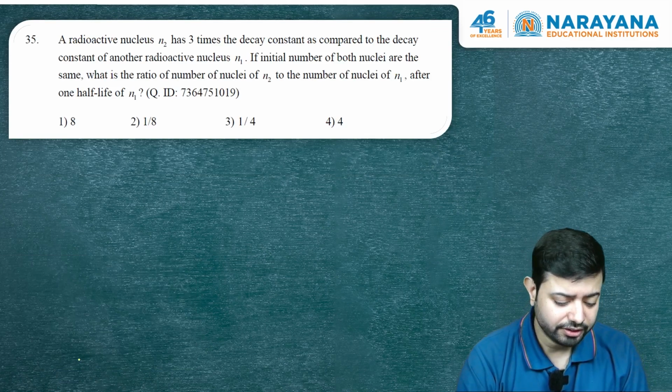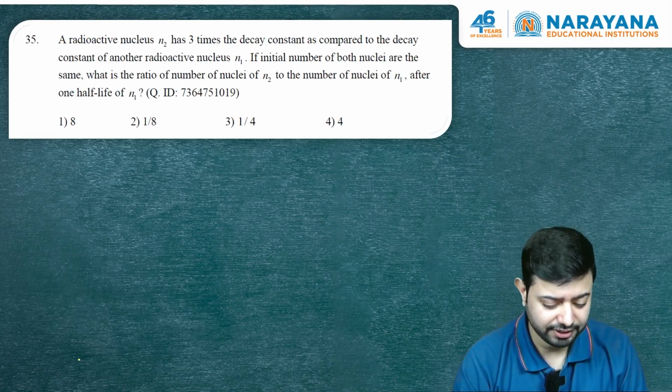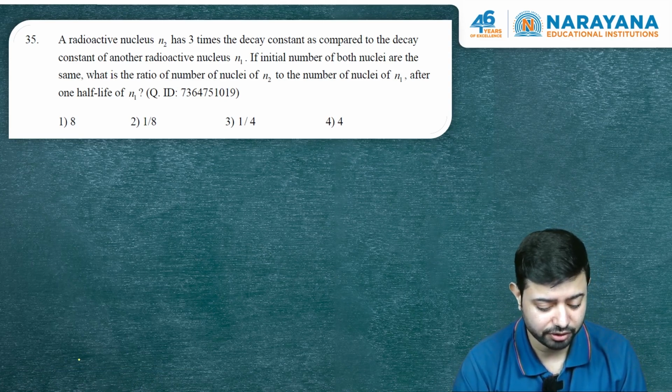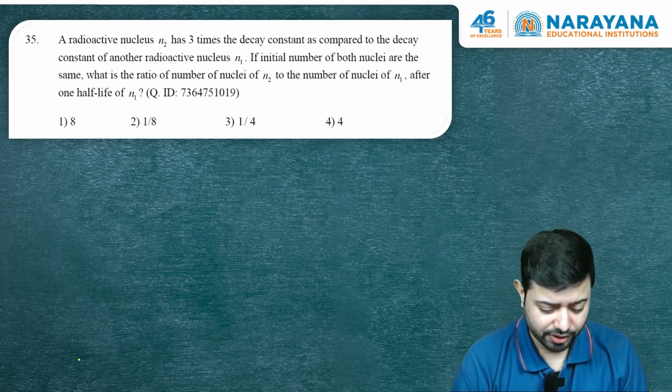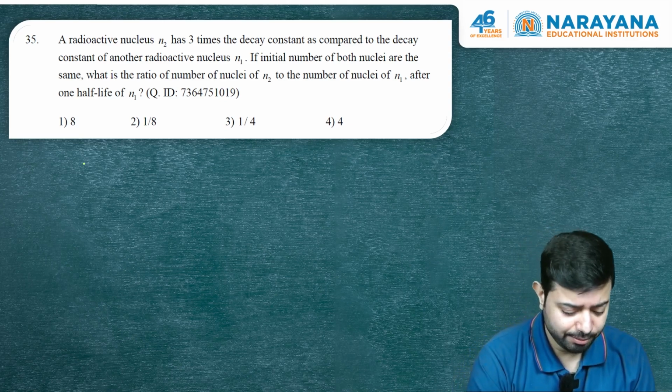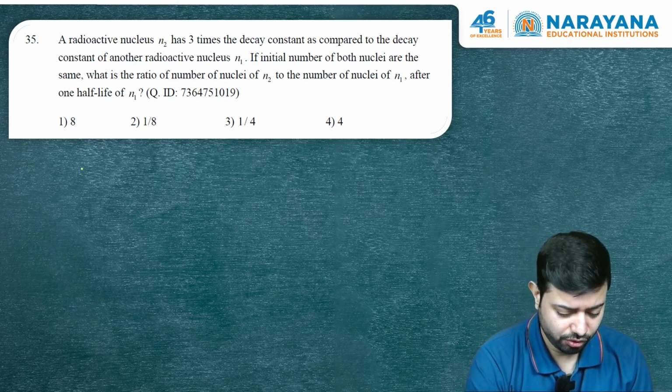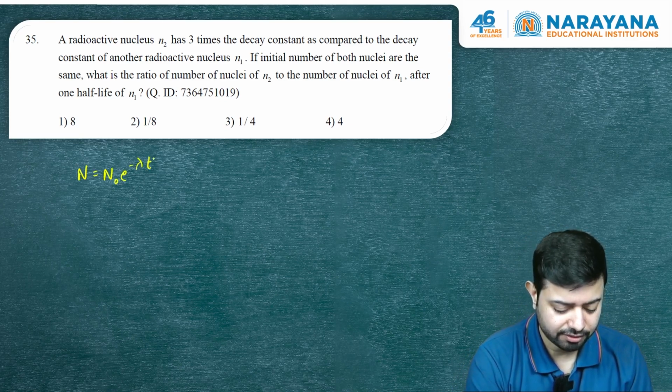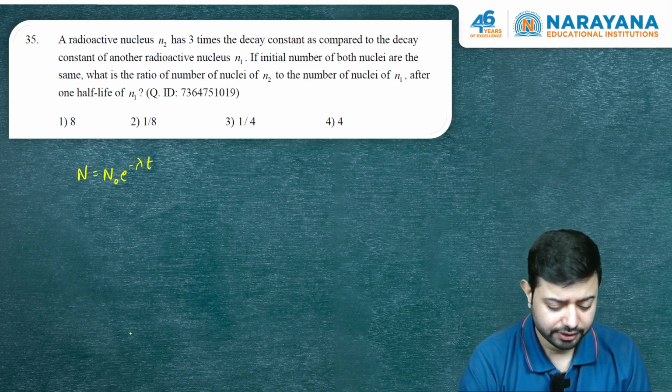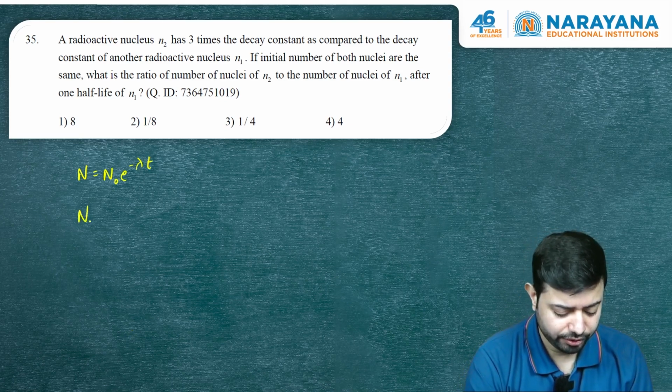Alright, here radioactive nucleus N2 has 3 times the decay constant as compared to the decay constant of another radioactive nucleus N1. Okay. What is decay constant? It is that lambda, remember, right. So, when I write down the basic formula, it is written as N equal to N naught e to the power minus lambda t. Okay. So, there is a nucleus which is N2. You can think of the number of nuclei at any moment of time as like this.